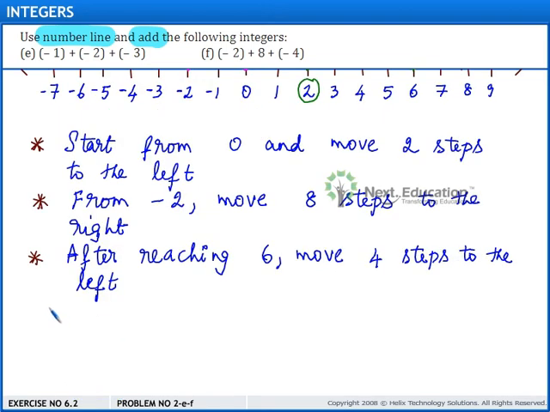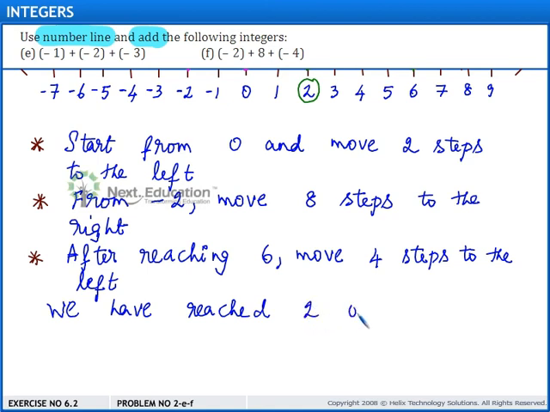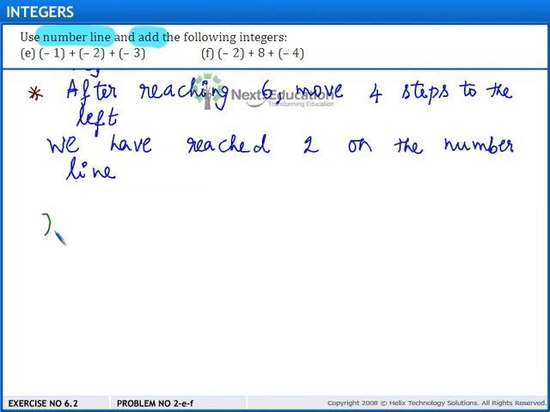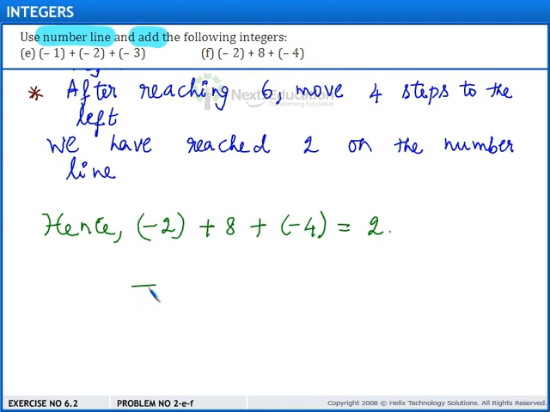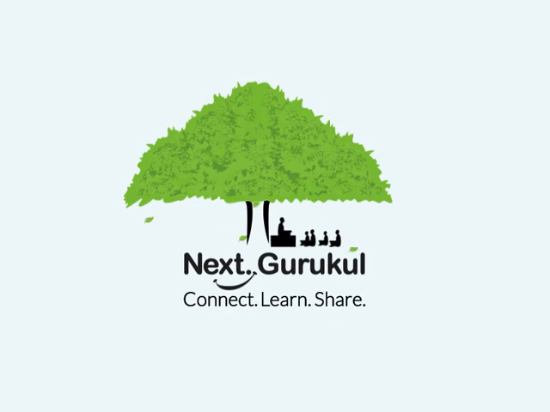Let us write it down. We have reached 2 on the number line. Hence, -2 plus 8 plus of -4 is equal to 2. This completes the solution of the given problem.